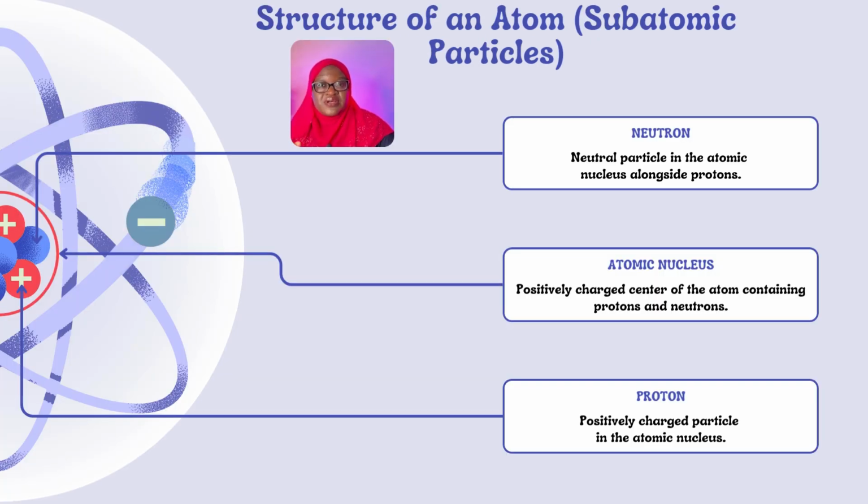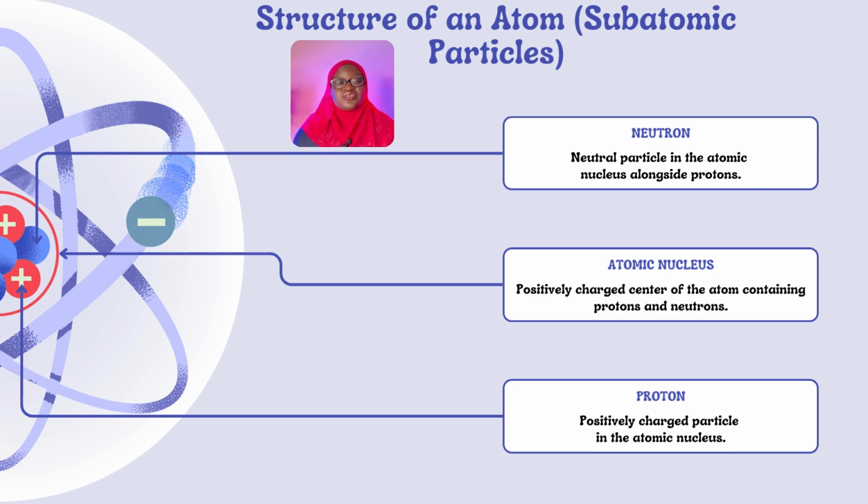Atoms have three subatomic particles. There is the neutron, which is neutral. There are protons, which are positively charged, and there are electrons, which are negatively charged. This is another concept that can be assessed in certificate exams like WAEC or JAMB and the likes, where they can ask for the correct charge of each of these subatomic particles. So neutrons are neutral, protons are positively charged, and electrons are negatively charged, as represented here.